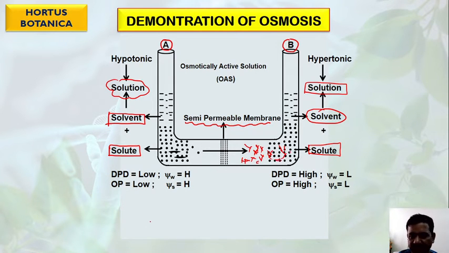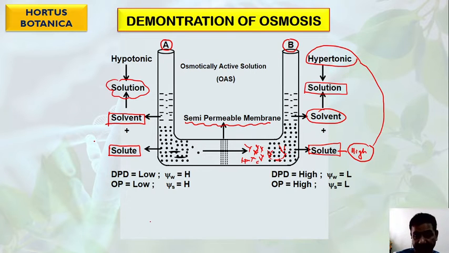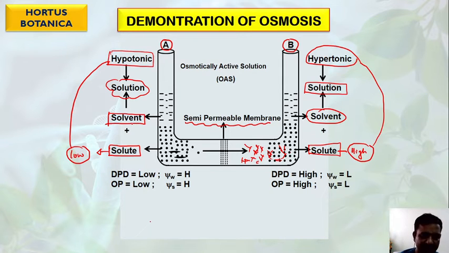The amount of solute is more in B. So here B is high, the solute concentration is high. Since this is a high solute concentration, the solution is known as hypertonic. Similarly, on the A side, we have a low concentration of the solute, so that solution is called hypotonic, where hypo means low.